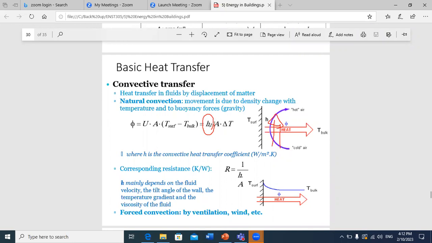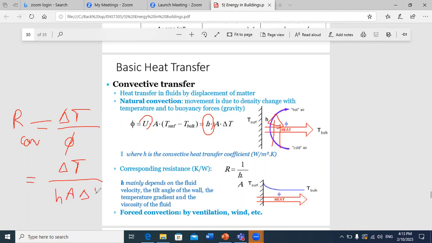Now, if we compare this general expression, we can see that the U value in convection is equal to H, while the resistance value is 1 over HA, because if we go back to the definition of resistance, which is delta T over the flux, so R convection will be equal to delta T over HA delta T. So delta T will cancel out, and we can see that the resistance in convection is 1 over HA.